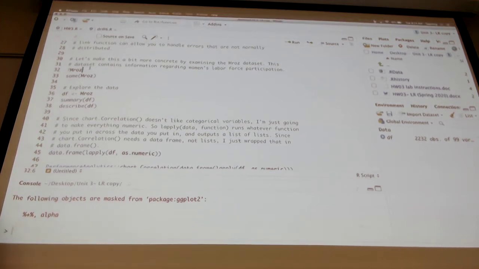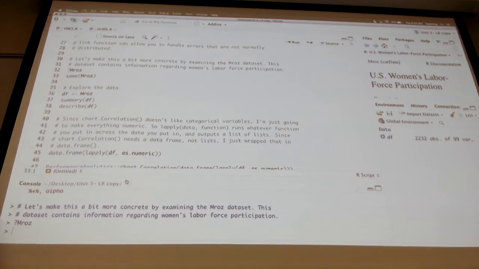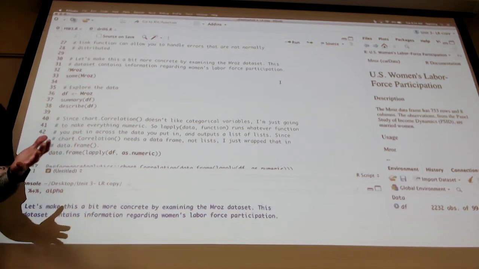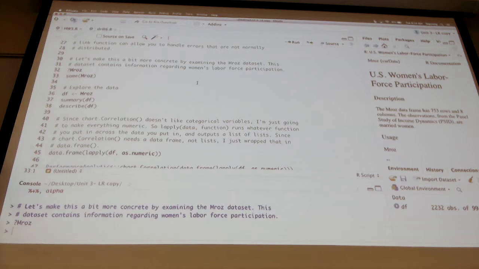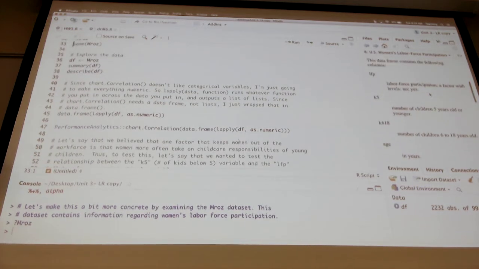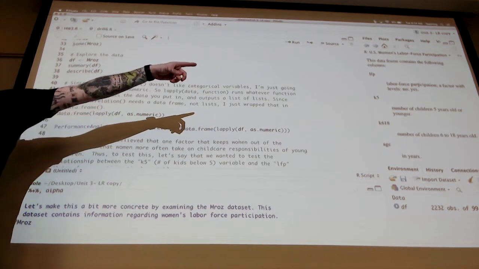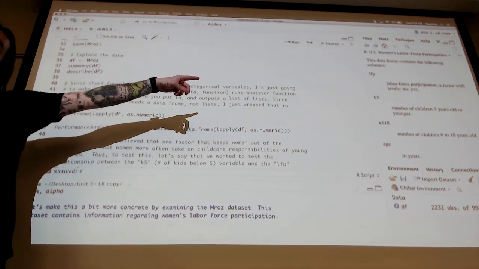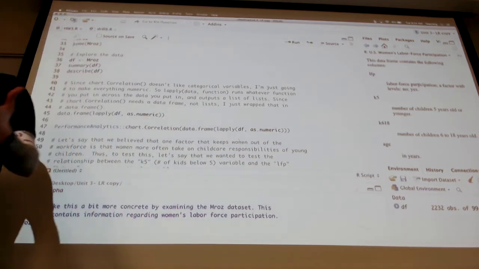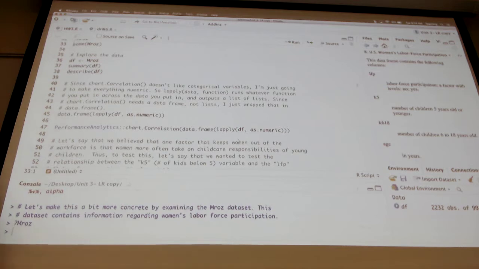So the example that I'm going to give today is from this data set that's in the car package called Mroz, and all it is, it's U.S. women's labor force participation. The only variables we're going to be worrying about today are LFP, the labor force participation, just dichotomous yes or no, is this woman in the labor force, and then K5, which is the number of children under 5 years old.